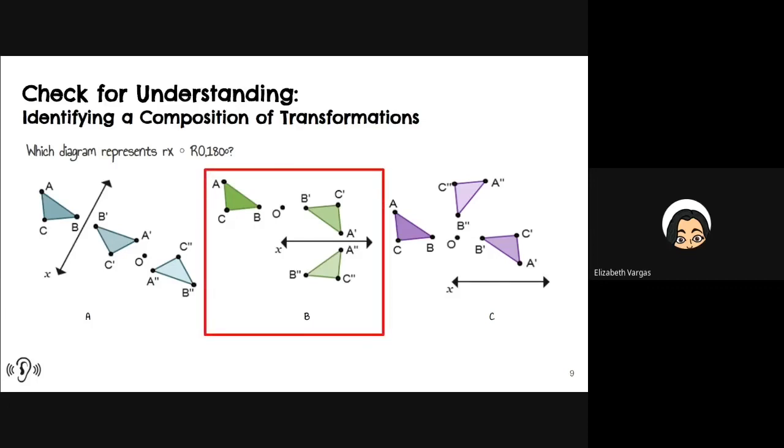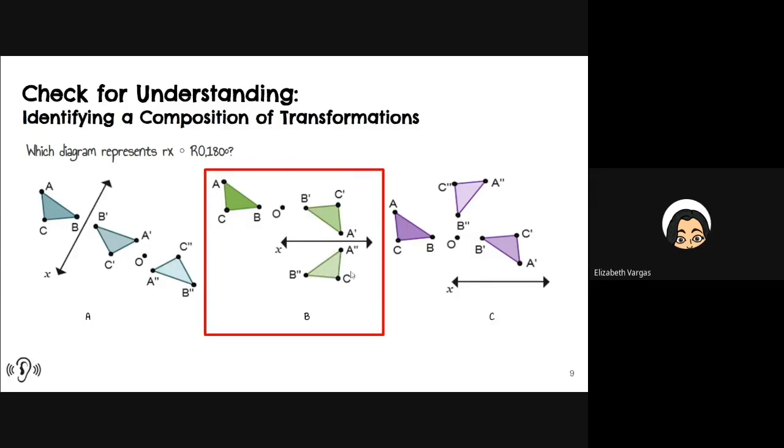And Thomas is correct. B is the correct answer. So how do we know that? Well, we have this composition of transformations and we start from right to left. We know our pre-image always starts with the image that does not contain the prime notation. So this is our pre-image. The first thing we want to do is rotate that pre-image 180 degrees, which we've done right here. And after we do that, we want to reflect across the line x, which we've done here.